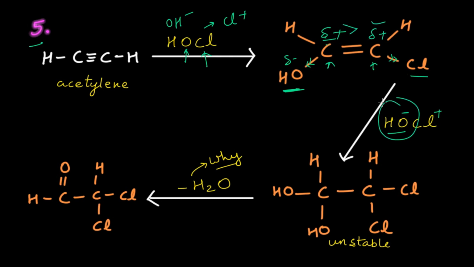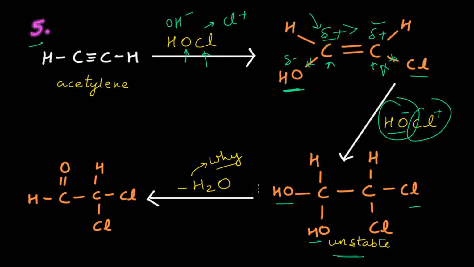So the OH group will attach to this carbon and chlorine will again move to this carbon, right? And you will get this kind of molecule, which is an intermediate that is unstable. OH is on the same carbon and chlorine is on the same carbon.